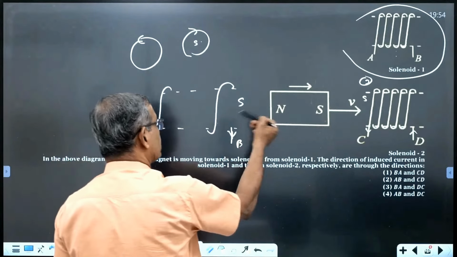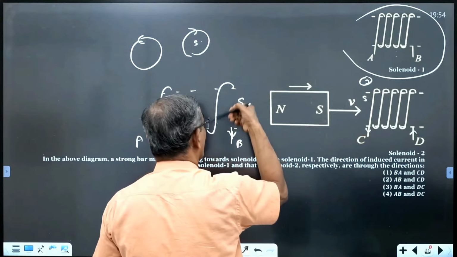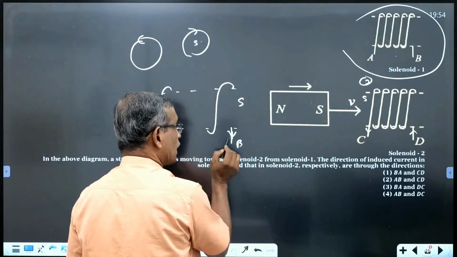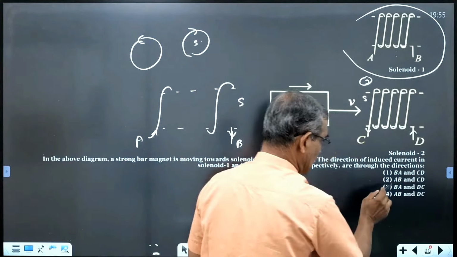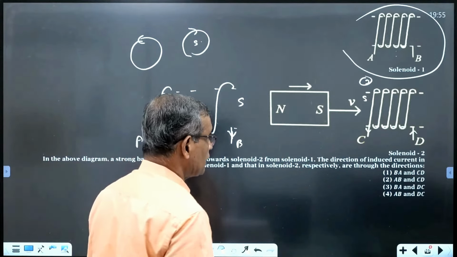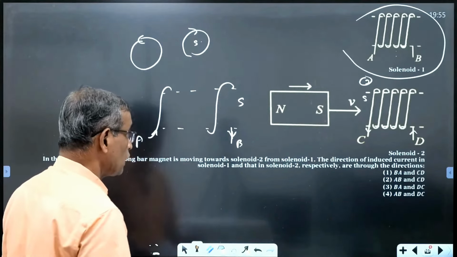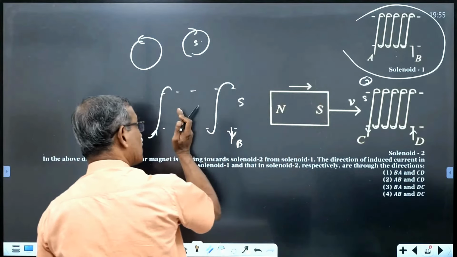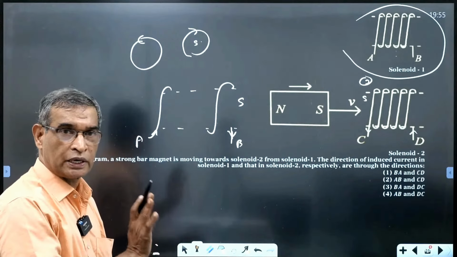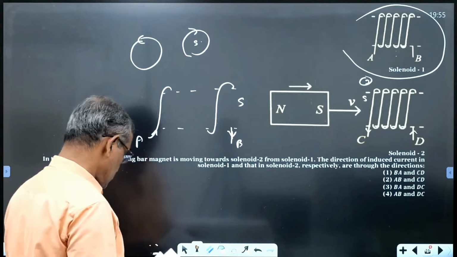And therefore, looking from here, this must be a south pole. So here is anticlockwise, clockwise current. Here also must be clockwise current. And the direction is from here A to B, whereas here D to C. And therefore, the option is A to B, then D to C. That is 4. The option is 4. So you are the observer, looking here, it is south pole, for which the current must be clockwise, therefore the direction must be like this. So this is one of the difficult problems. Now next question.